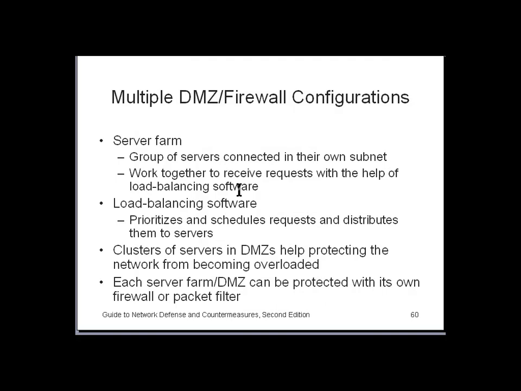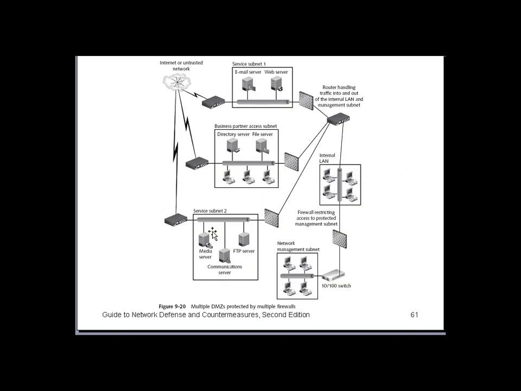If we get even more complicated, we can have multiple DMZs and firewall configurations. For example, for use with a server farm, where you have a group of servers connected in their own subnet, and they work together to receive requests with the help of load balancing software. And load balancing software prioritizes and schedules requests and distributes them to the different servers. So let's take a look at this right here.